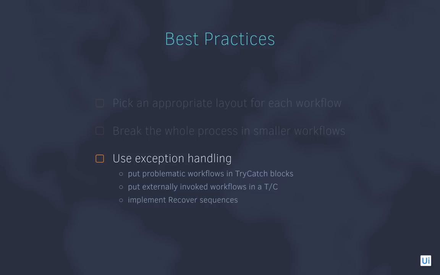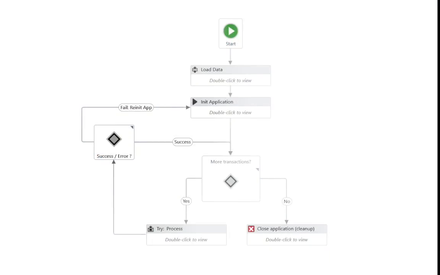Automatic recovery sequences placed inside catch blocks can make your automation very reliable. They make the difference between an automation that works most of the time and one that is rock solid and almost never fails. So whenever possible, implement a sequence which will reset the application or process into a usable state in the event of an exception.